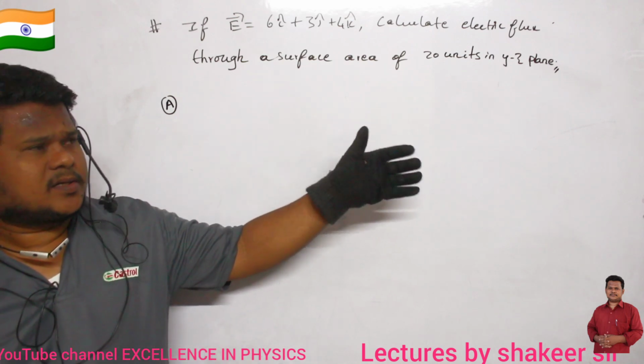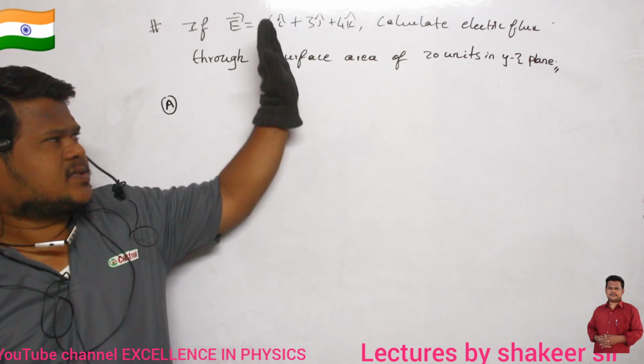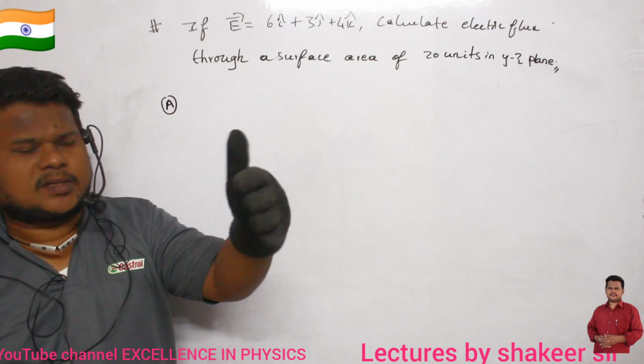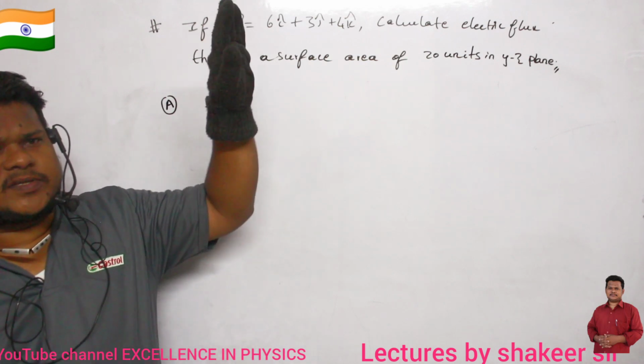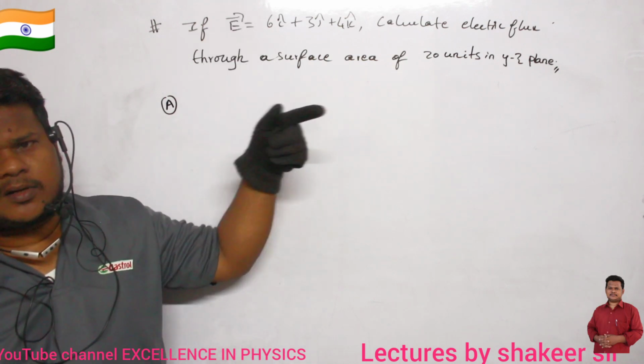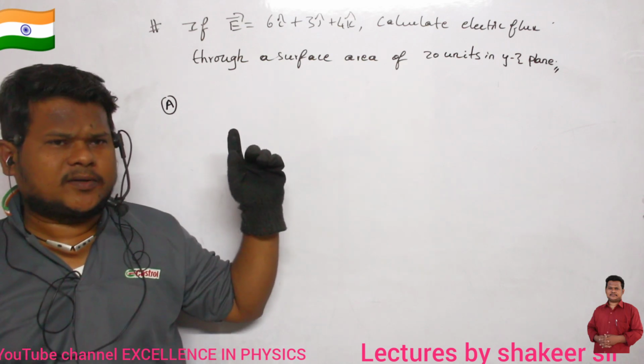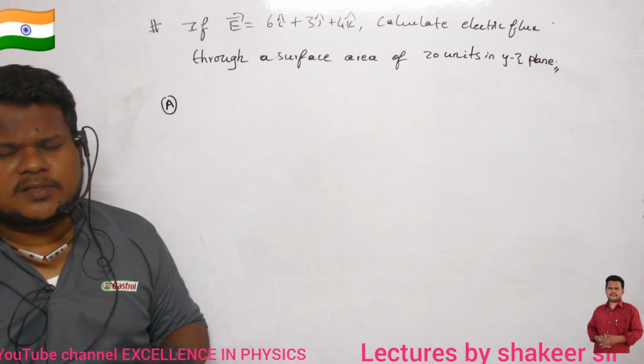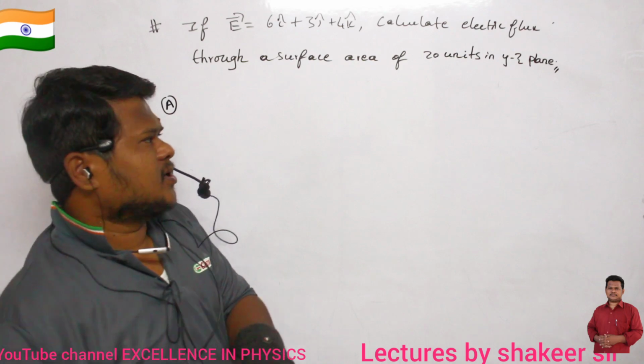X direction, because if, for example, this is the y axis and this is the z axis, then the area is lying in this YZ plane. Then the outward drawn normal will be the direction of the area, no? So the area will be along the positive z axis. Are you able to understand, ma?